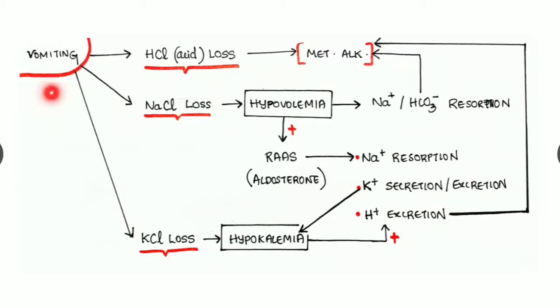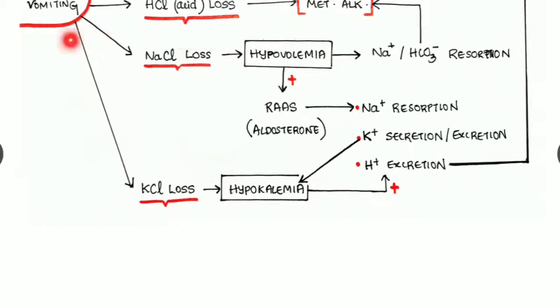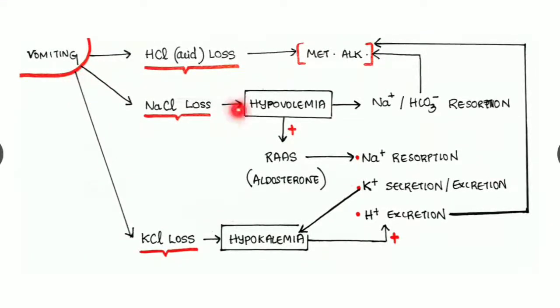Next, we have to look at the main cause of this metabolic alkalosis, which is vomiting. What happens in vomiting? This is a flow chart given in Davidson's Textbook of Medicine. Mainly gastric acid HCl is lost. This acid loss obviously causes metabolic alkalosis. Second, due to vomiting there is loss of sodium chloride. So the sodium as well as the chloride ions are lost, and this causes hypovolemia, decreased blood water content.